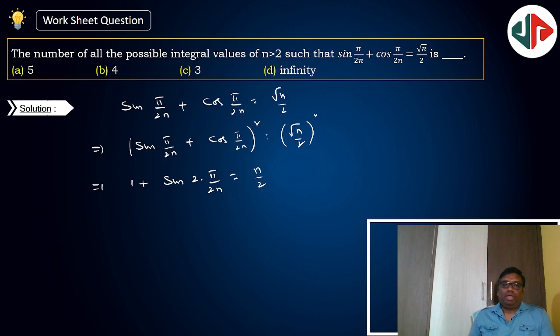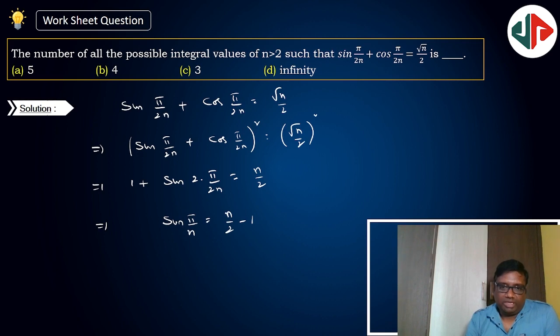Sine of pi by 2n into cos of pi by 2n. Sine square pi by 2n plus cos square pi by 2n is 1 only. 2 sine a into cos a is sine 2a. So from this value, sine of pi by n is always equal to n by 2 minus 1.